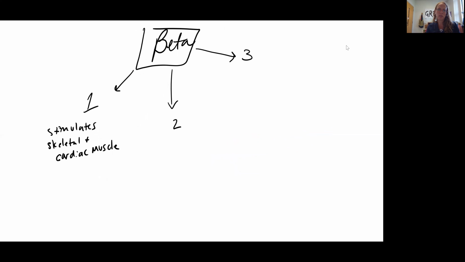Beta receptors, there are 3 types. So beta 1 is going to stimulate skeletal and cardiac muscle. So that's going to be involved in that muscle tone and that increasing heart rate. Beta 2 is going to be involved in inhibition of smooth muscle, so that's going to allow it to relax. So if we want our blood vessels to dilate instead of being constricted, we need to open up that vessel, and so we need it to relax. That would be a beta 2.